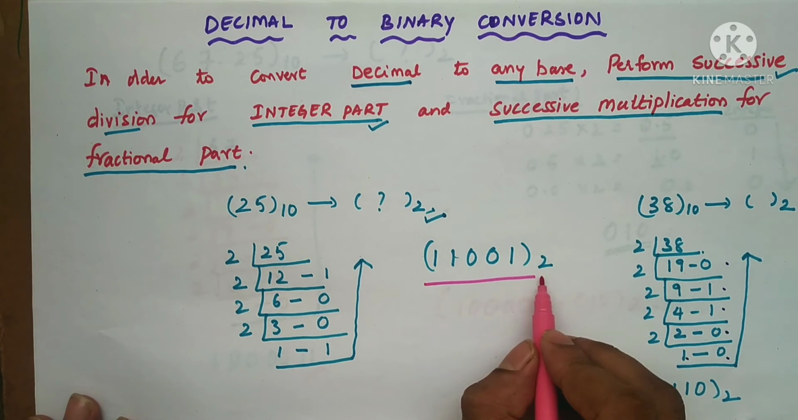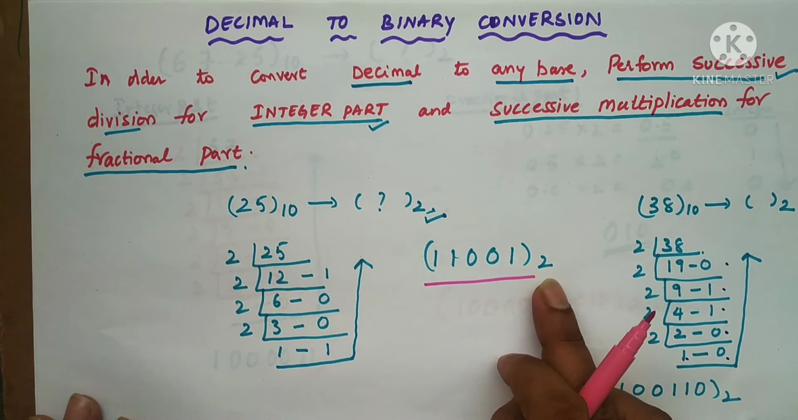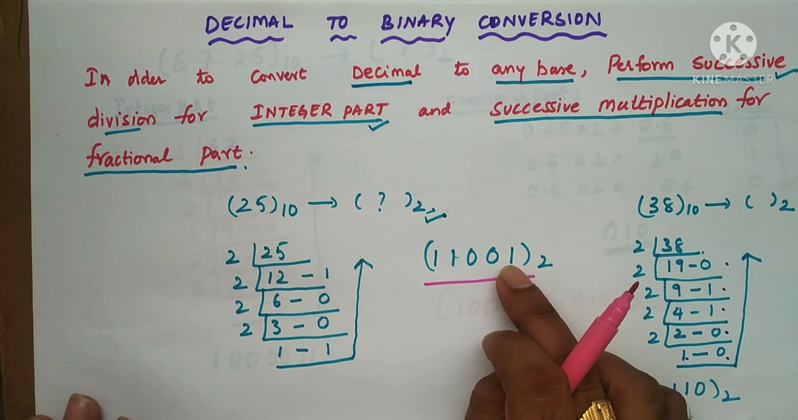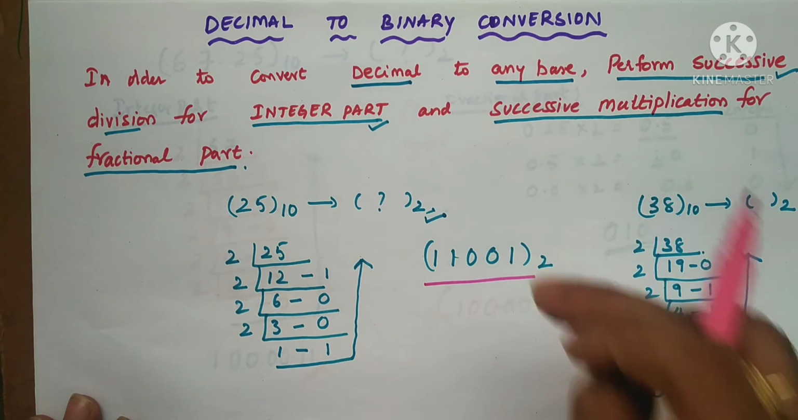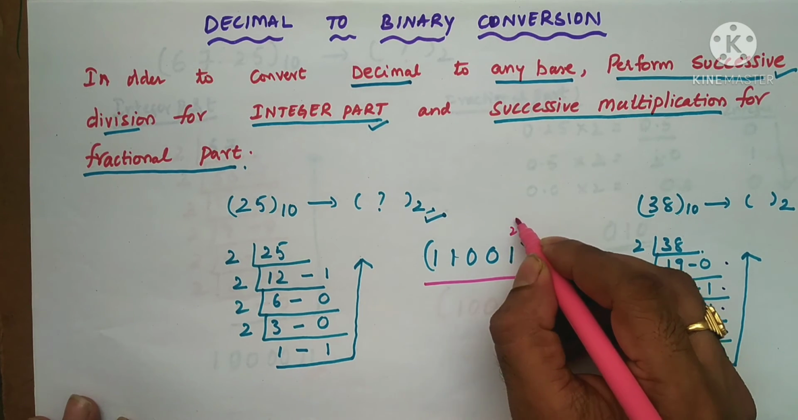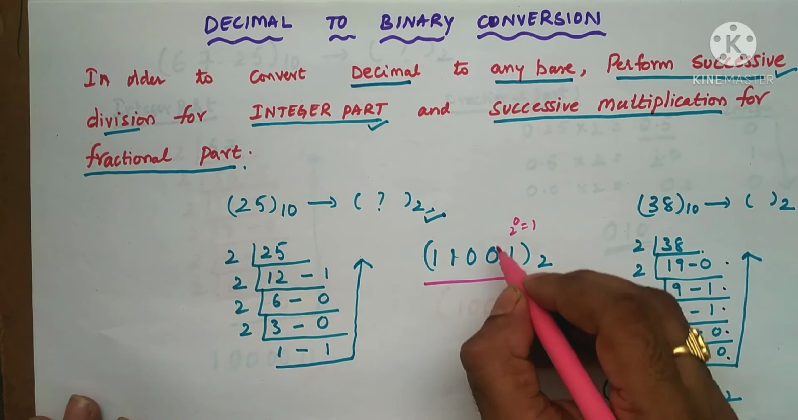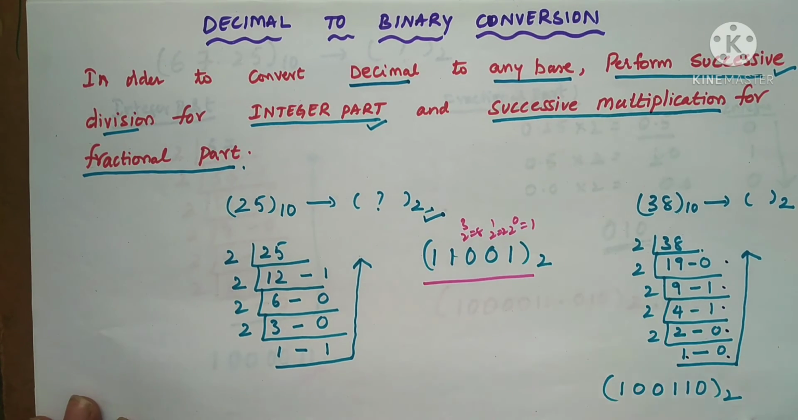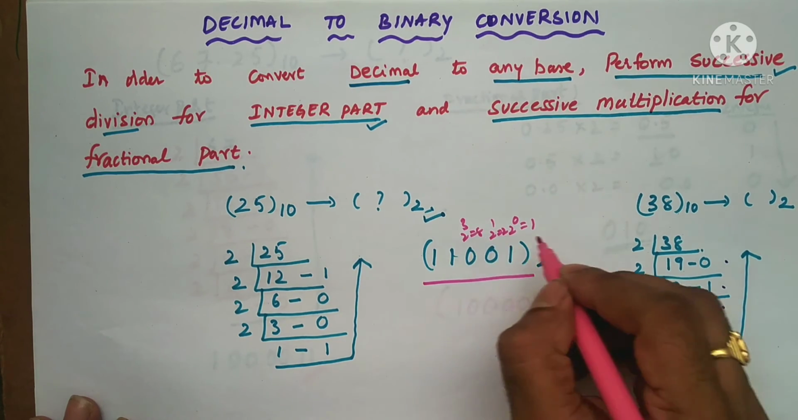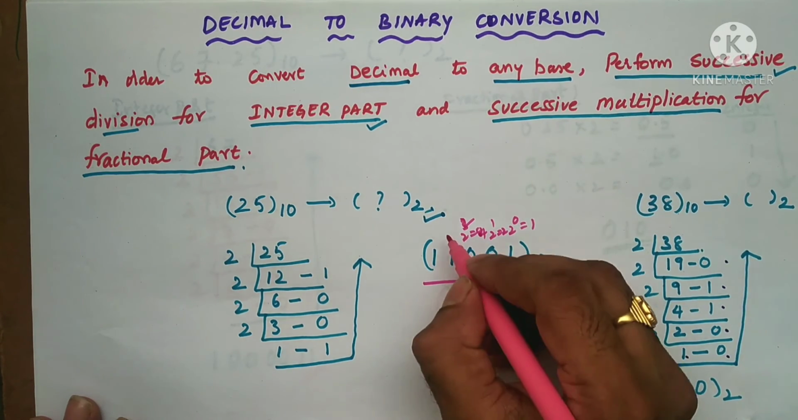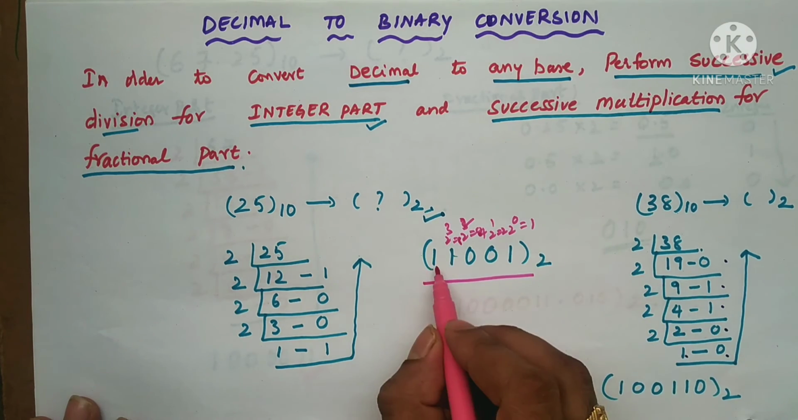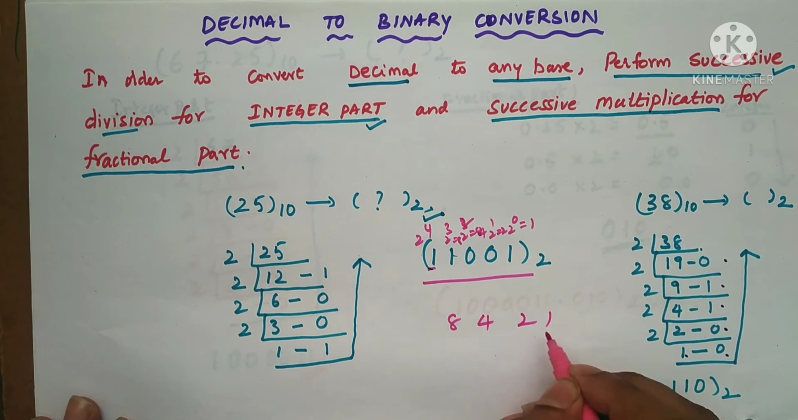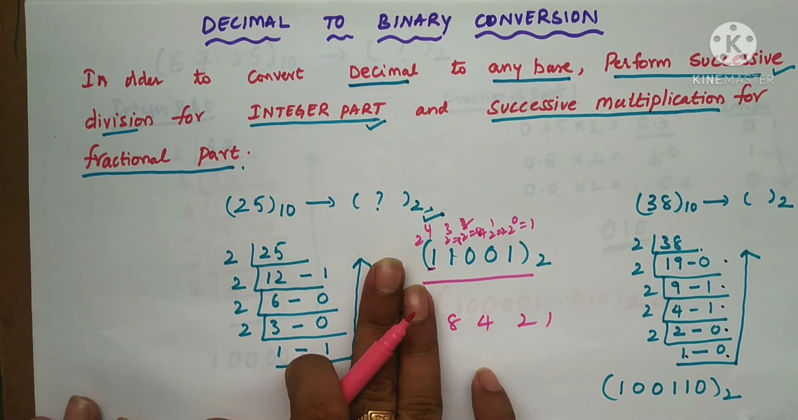If you want to convert binary to decimal, what you have to do? You have to multiply each bit with the weight here. So the weight is 2 power 0, means 1. The weight here is 2 power 1, means 2. The weight here is 2 square, so it is 4. The weight here is 2 cube, means 8. The weight here is 2 power 4, means 16. Simply it's called 8421 code.